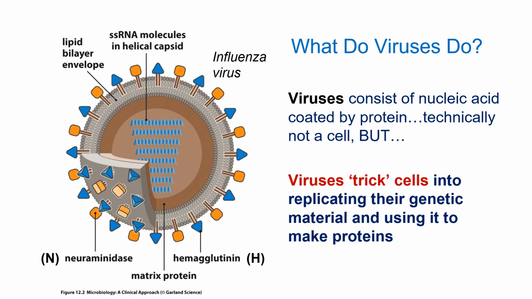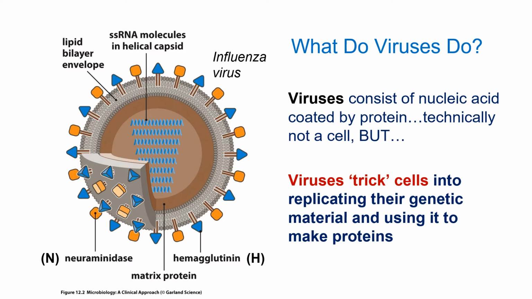What you're seeing here is a fairly typical enveloped virus. This is the influenza virus. In the center, we have single-stranded RNA molecules, and each one is surrounded by a helical layer of proteins that make up the capsid. Around that, we have the envelope, and within the envelope, we have a number of important proteins that stick out on the surface.